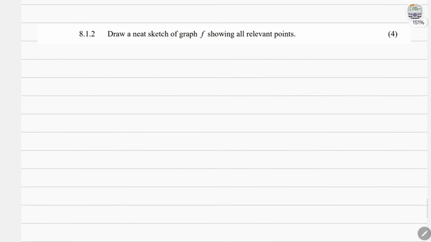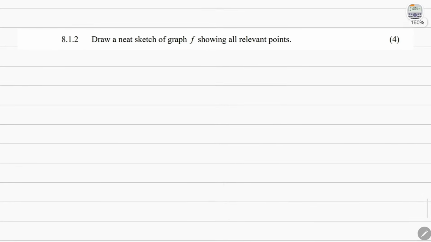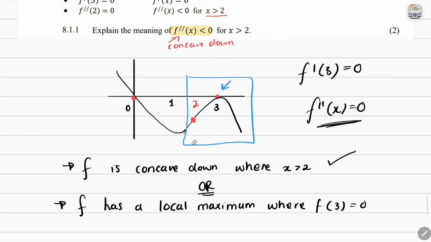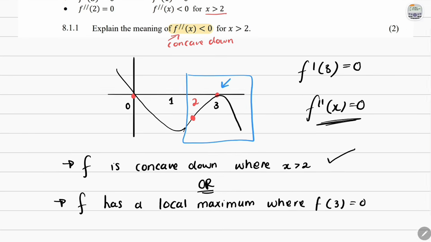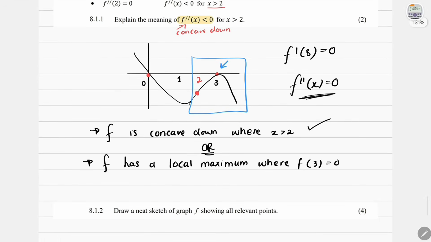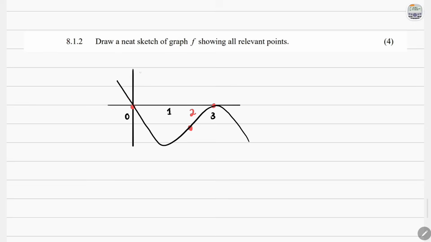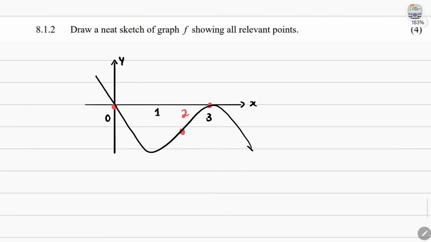And then 8.1.2 says draw a neat sketch of f showing all relevant points. So see, we didn't really need this, but this was just for explanation. Okay, so we can already see what that looks like. Let's just draw that down neatly. Okay, so this is what our graph looks like from the previous question.